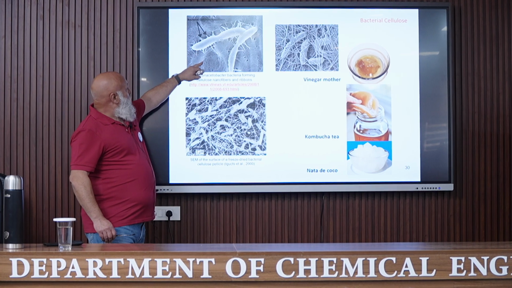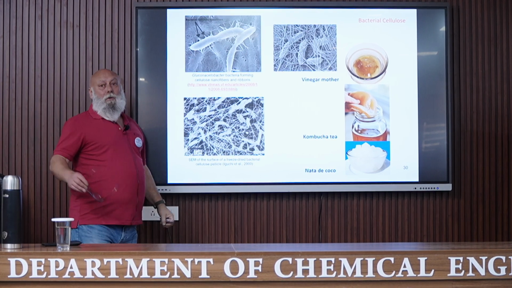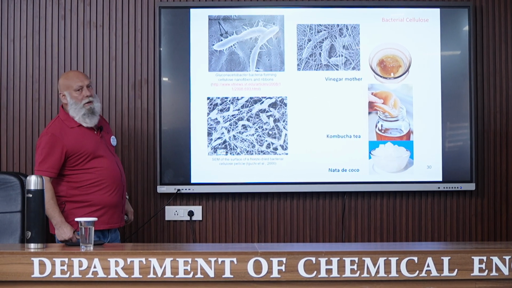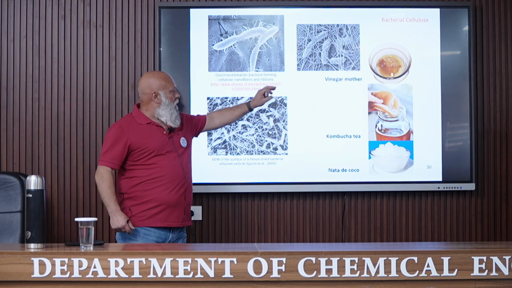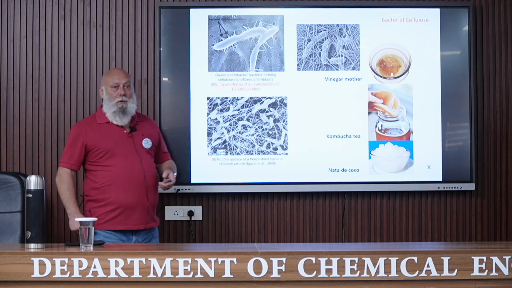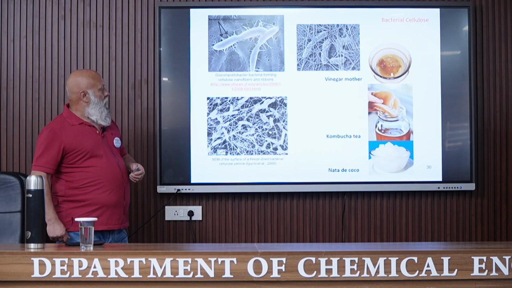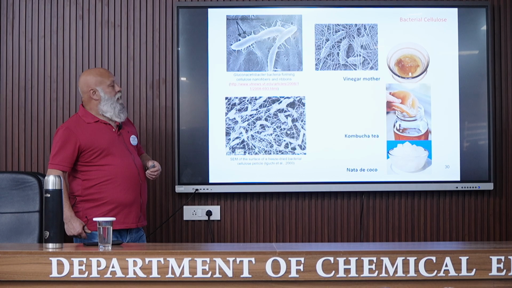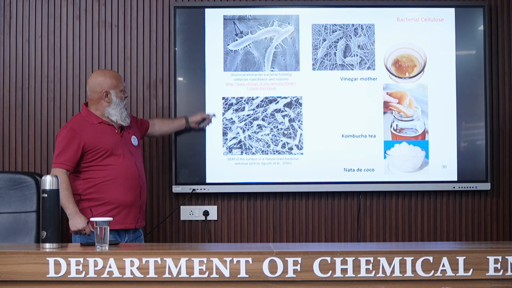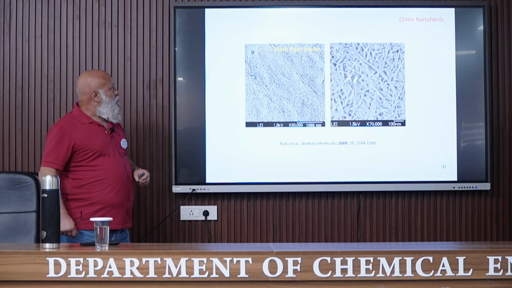And so these bacteria electrospin cellulose or nanocellulose in the form of filaments. So the most well-known examples are the vinegar mother, kombucha tea, and nata de coco, which consist of bacterial cellulose. So it's like a membrane consisting of these very long filaments.